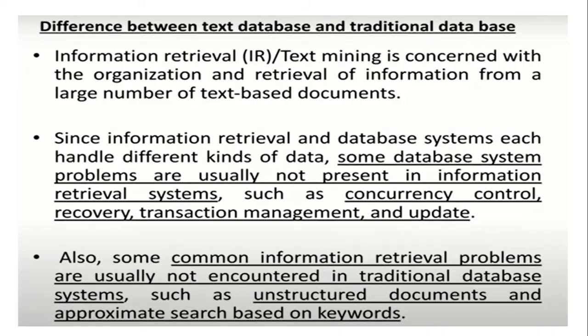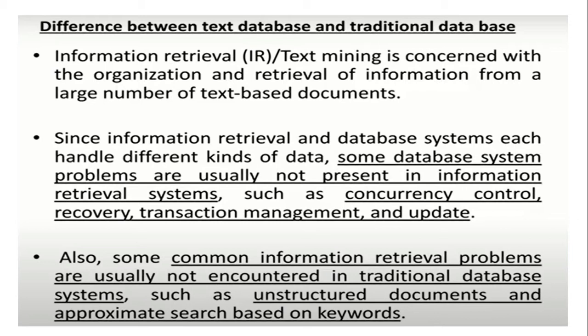Now let us check the difference between a text database and a traditional database. Information retrieval is also a name for text mining. Information retrieval is concerned with the organization and retrieval of information from a large number of text-based documents. The main difference between both of them is that some problems in a text database will not be there in a traditional database, and some problems in a traditional database will not be there in the text database.